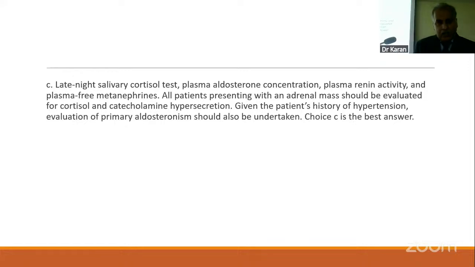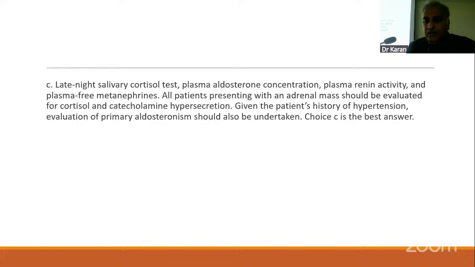Complex hypertension. Even if there is complex hypertension, the chances of aldosteronism and cortisol producing tumors, which will also produce hypertension. So again, given the patient's history of hypertension, you should always estimate aldosterone level. If the patient has hypertension and or hypokalemia, you should always measure the aldosterone level, right?